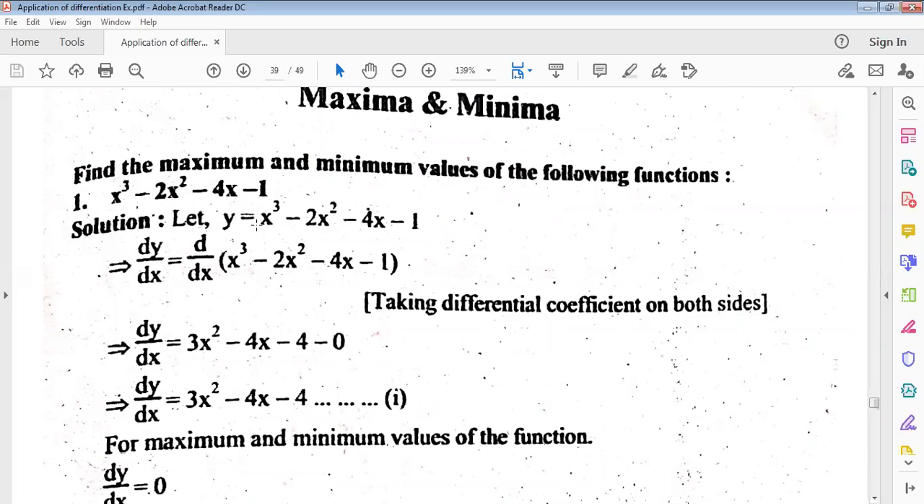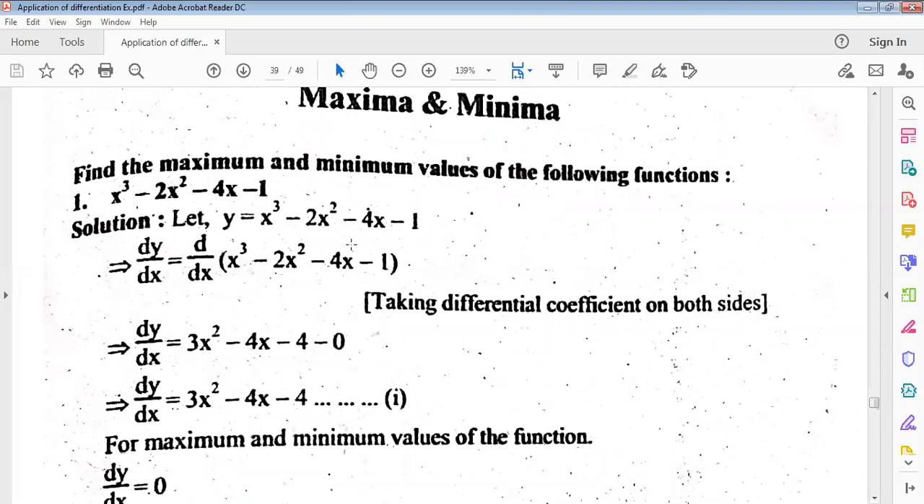Find the maximum and minimum value of the following function. That means let y equals x cube minus 2x square minus 4x minus 1. That means taking dy dx on both sides, taking the differential coefficient on both sides. dy dx equals, x cube differentiation is 3 into x to the power 3 minus 1, that means 3x square, minus 2 into x square differentiation, twice x. This is why minus 4x.